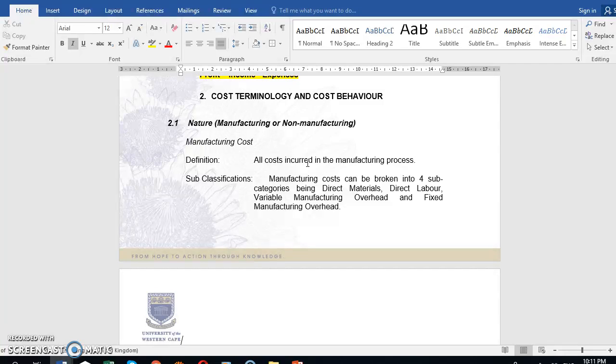Typically, management accounting exists in a manufacturing or a non-manufacturing environment. The first type of cost that we get is a manufacturing cost. The definition is all costs incurred in the manufacturing process. These could further be classified into 4 subcategories, which are direct material, direct labor, variable manufacturing overhead, and fixed manufacturing overhead.